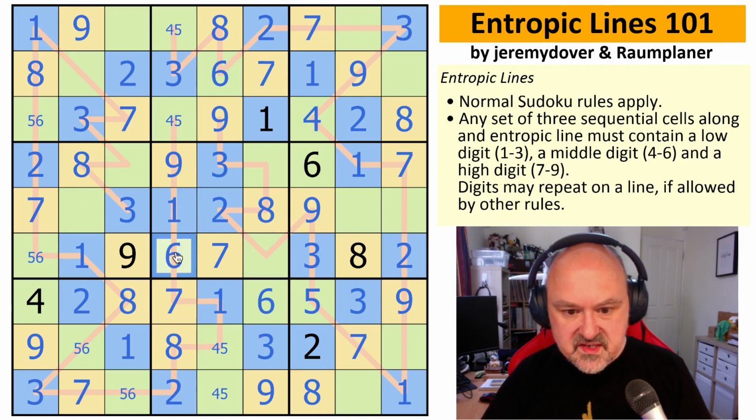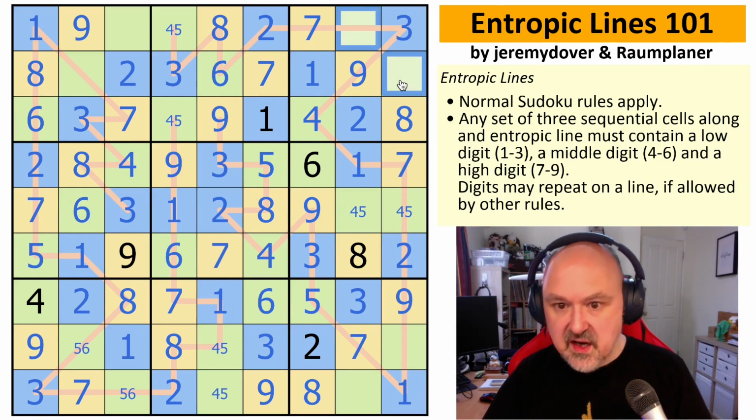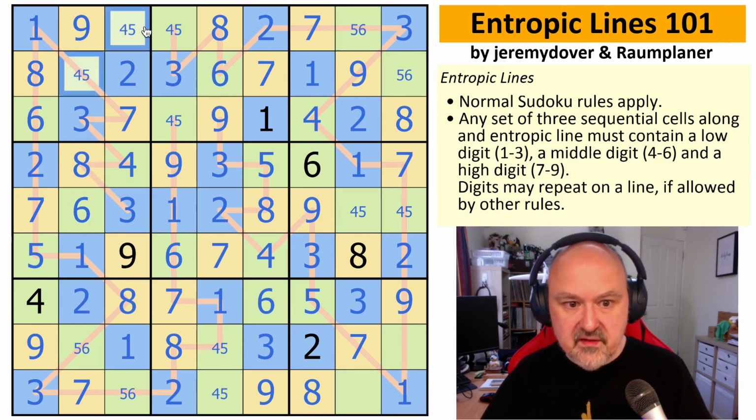So this becomes 6, which makes this 5, which makes this 6. This makes this 4. We've got 4, 6, so this becomes 5, which makes this 4, which makes this 6, which makes this 4, 5, which I had from the 6 at the beginning. These are 5 and 6. These are 4 and 5.